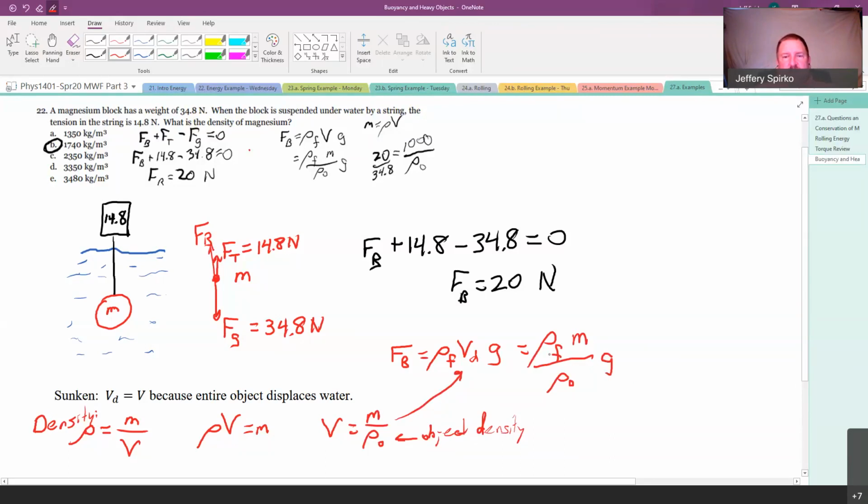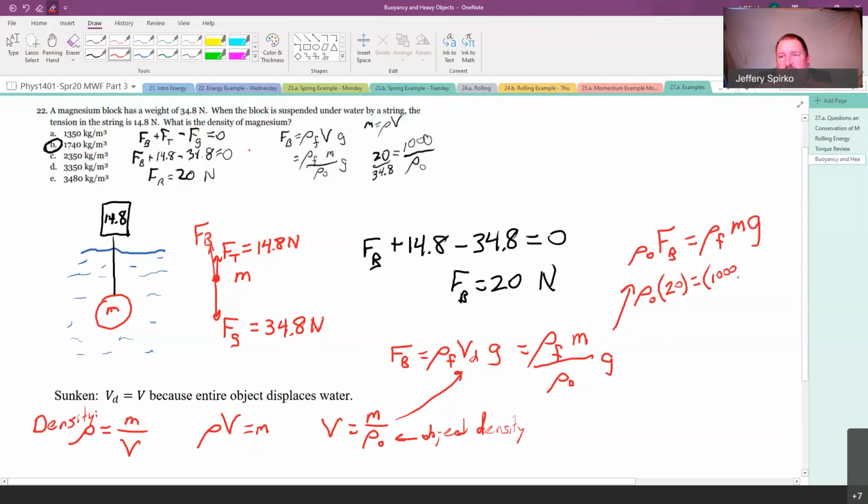So let's rearrange this a little bit. Let's get rid of the fractions. Rho object times the force of buoyancy is equal to rho fluid times mg. Yeah, it's a lot easier to deal with without the fractions now. So now we have rho object. Force of buoyancy, do we know that? Yeah, that's 20.